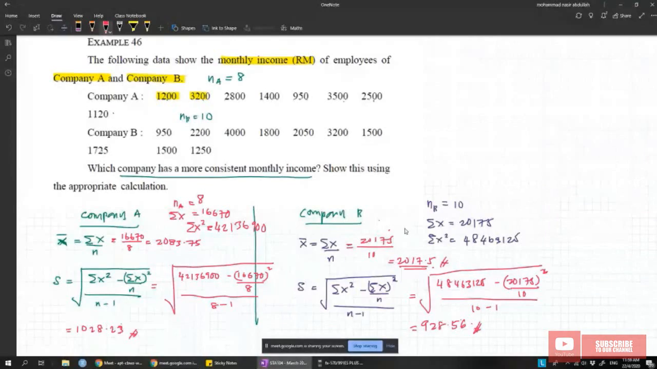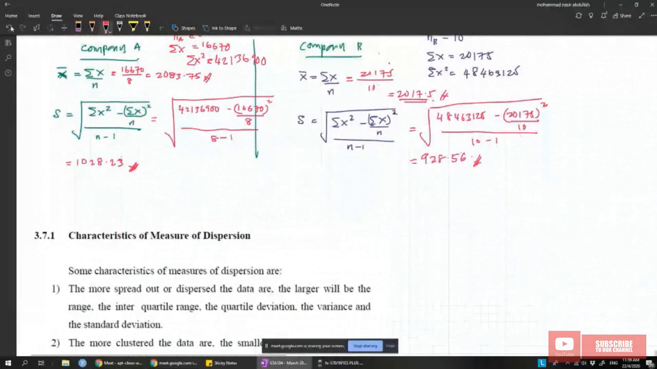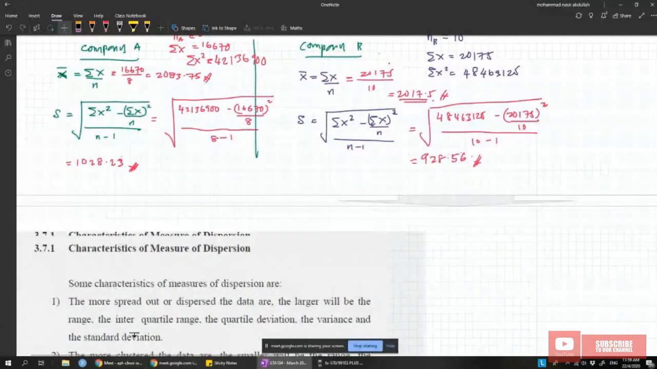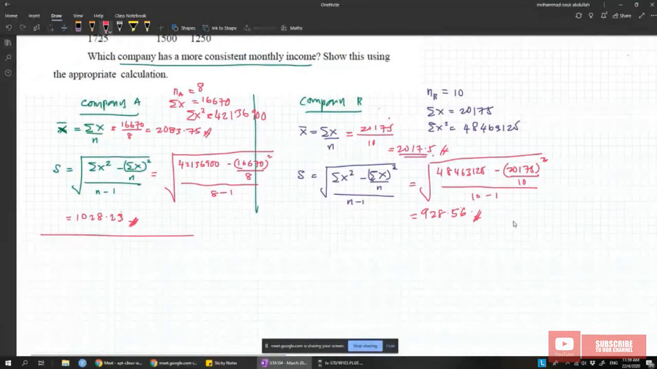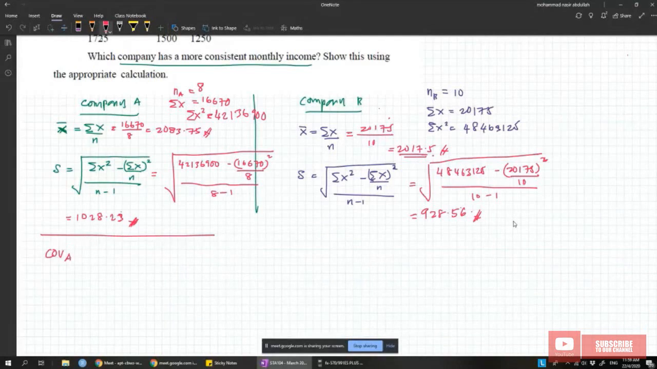Right. So you already got the values for each company, right? So once you got the values for each company, now we can calculate the coefficient of variation. So the coefficient of variation for company A is equal to the standard deviation 1028.23 divided by 2083.75 multiplied by 100%. So this one should be equal to 49.35%.